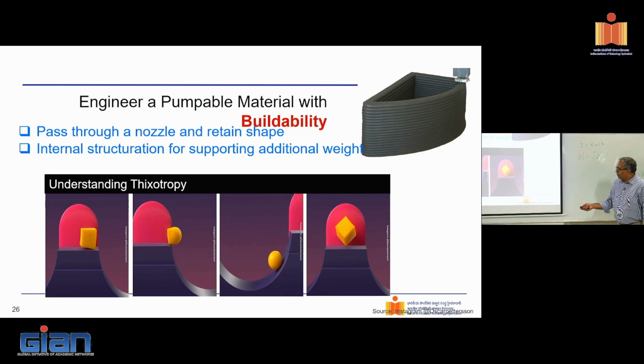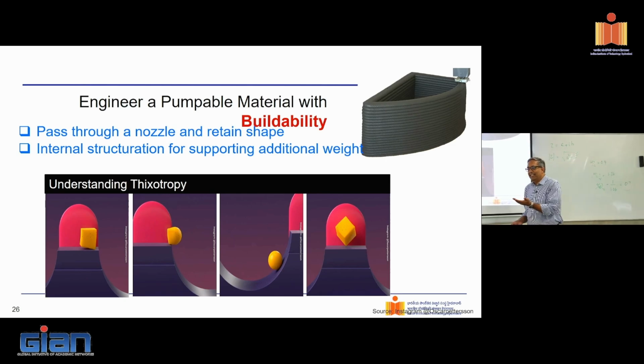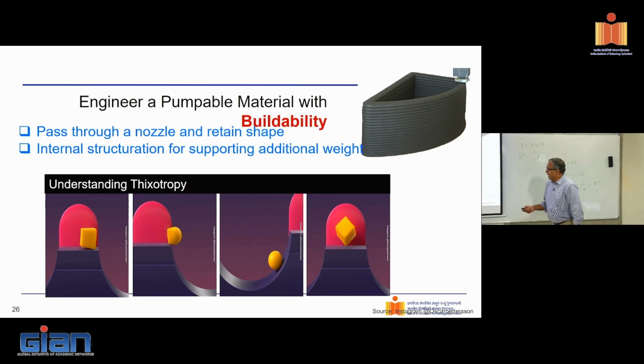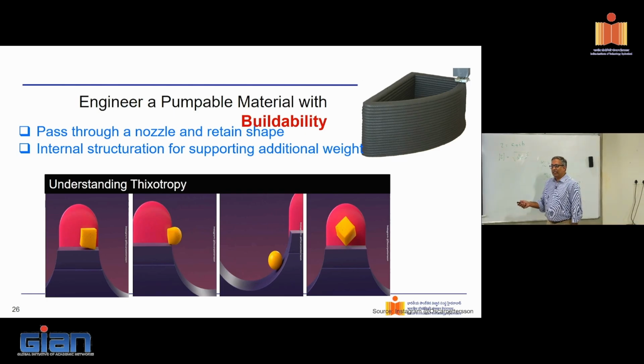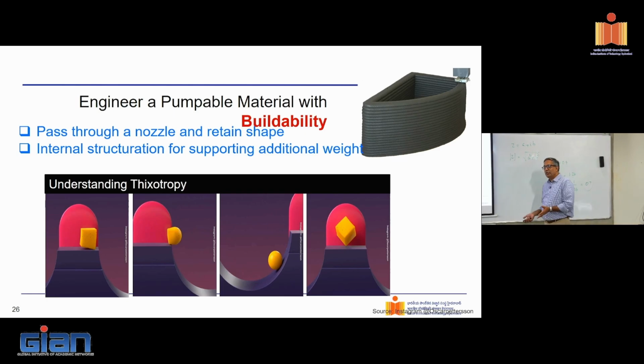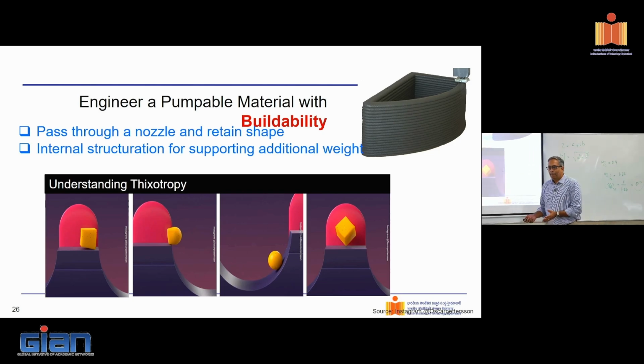Once I start pumping it, it should basically turn into a sphere. Why? Because then it will roll very nicely on this surface. Why is that happening in the case of cement paste? Because it is a shear thinning liquid: as I shear it, it thins out, making it easier to pump. Then the minute it comes out on the other side, it should immediately become a cube again. So this change from here to here and from here to here is what we call thixotropy.